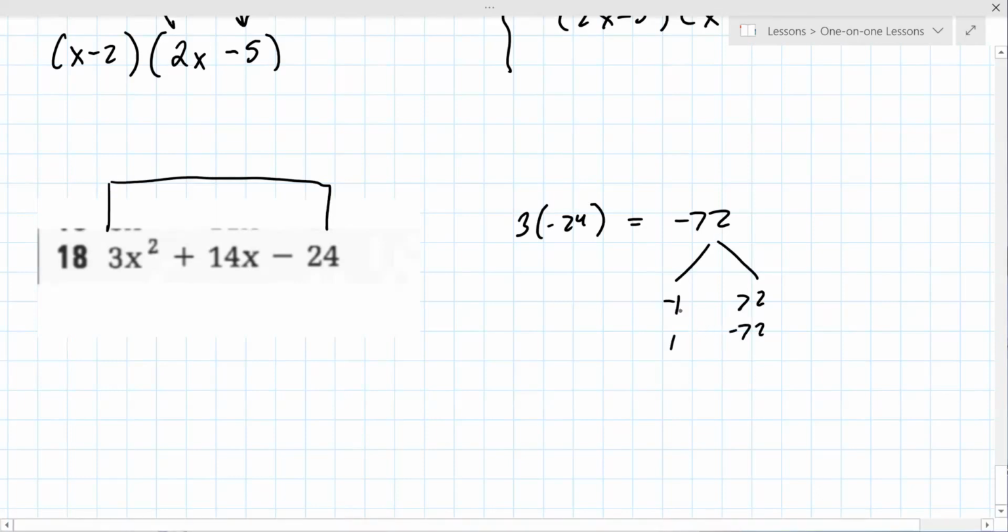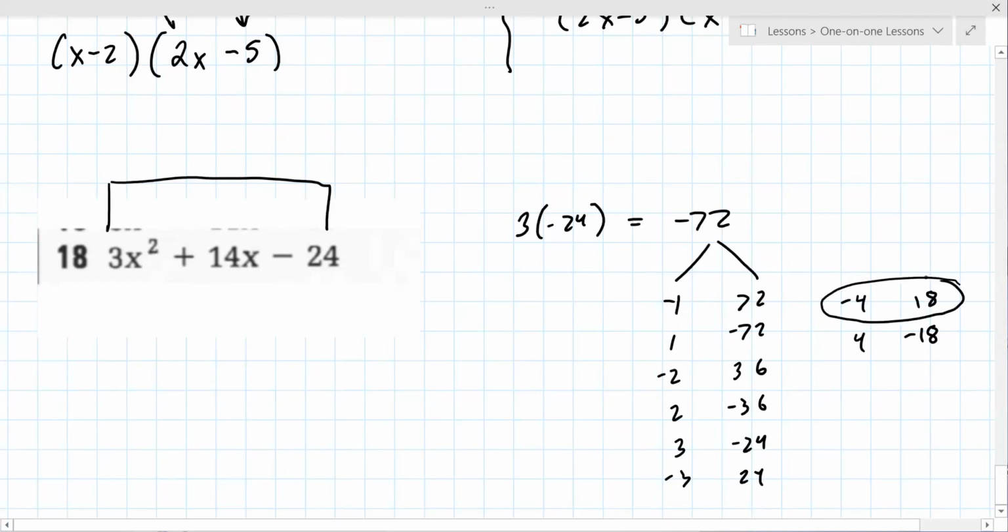It's up to you if you want to alternate these negative signs, but it's good for me to show you this. So it's 3 and negative 24, negative 3 and 24. I'm going to come up to the side here. 4, negative 4 and 18, 4 and negative 18. And I'm going to stop here because I found it. Do you see how those add up to 14? Yeah. And the important thing here is this negative goes with the 24. That's why it's negative 72 here.